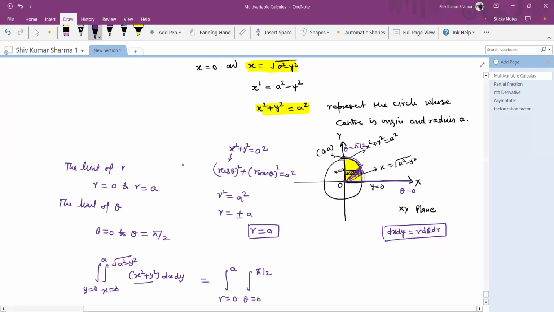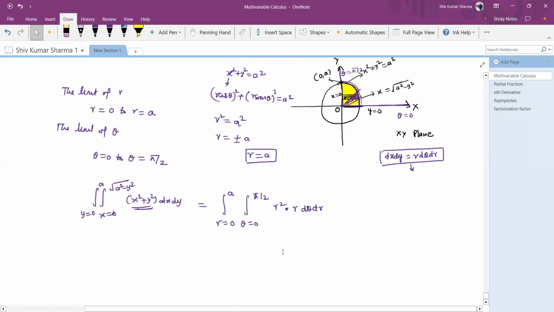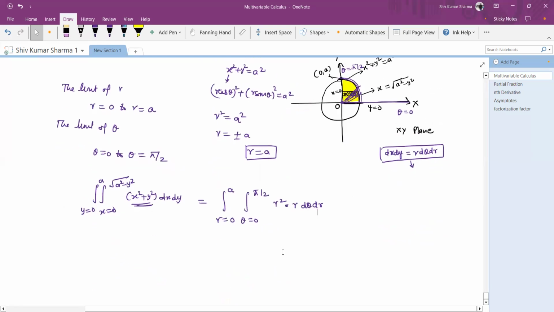Now we put the value of x squared plus y squared. What is the value of x squared plus y squared? Obviously r squared. And dx dy is r dθ dr, or you can say the Jacobian of dr dθ is equal to r, so we directly write r dθ dr. Now when both limits are constant, we can integrate any one of them first. So first we integrate with respect to r.